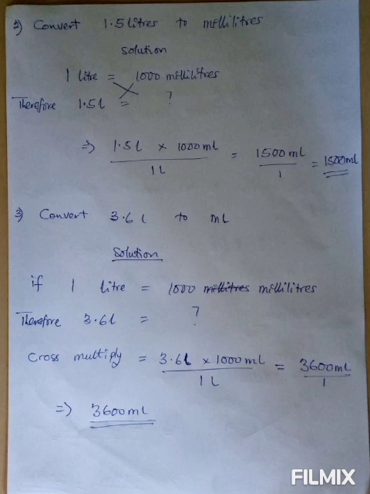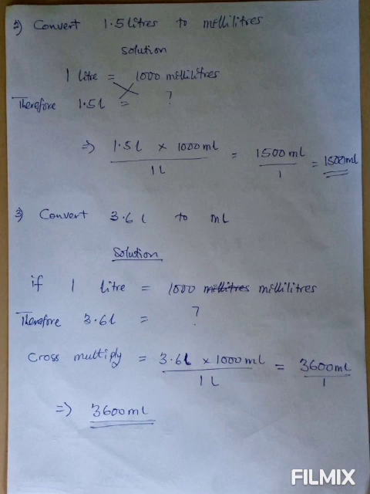So if 1 liter is equal to 1,000 milliliters, therefore 1.5 liters will be equal to what? So you just cross multiply, whereby 1.5 liters will multiply 1,000 milliliters and then over the 1 liter. So 1.5 liters times 1,000 milliliters will give you 1,500 milliliters over 1. And we all know that any number over 1 is the number itself. Therefore, 1.5 liters will give you 1,500 milliliters.